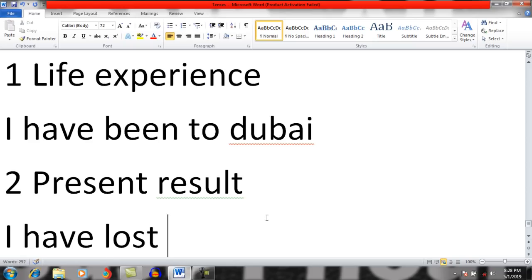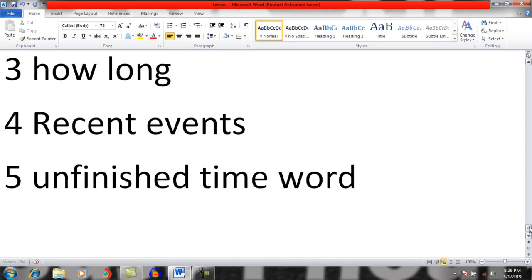I have lost my keys. It means that the action has happened and I got the result on the spot. I have lost my keys, which means that I'm unable to start my car. I have my car keys and I lost them, so I'm unable to start the engine. So it means a present result: those actions or activities where you get the result on the spot. In that case we also use the present perfect.